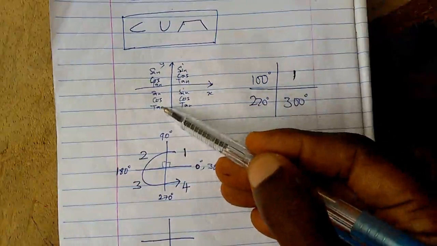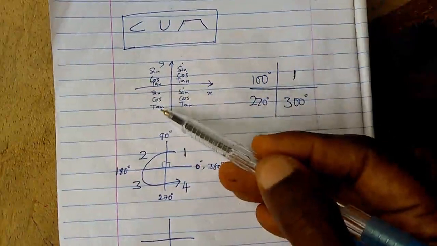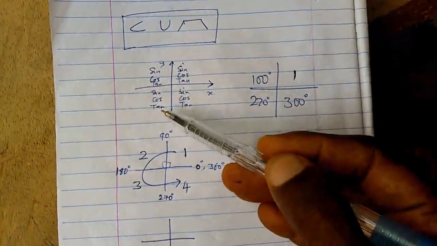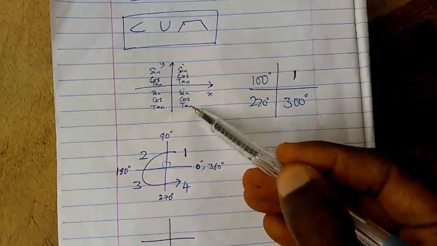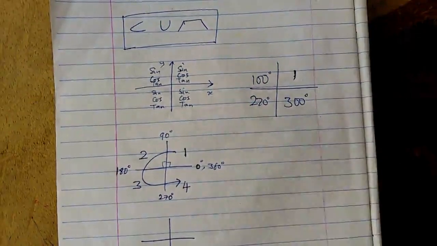In the third quadrant, they are not all positive. Some will be positive, some will be negative. In the fourth quadrant, they are not all positive. They are not all negative. So they share. Now, how do we know this?